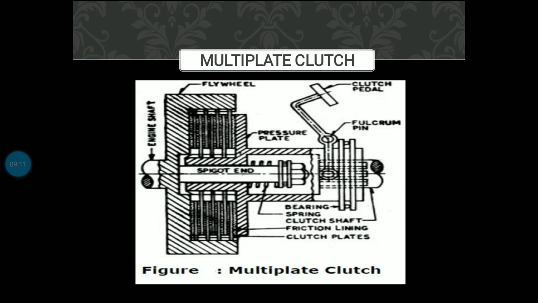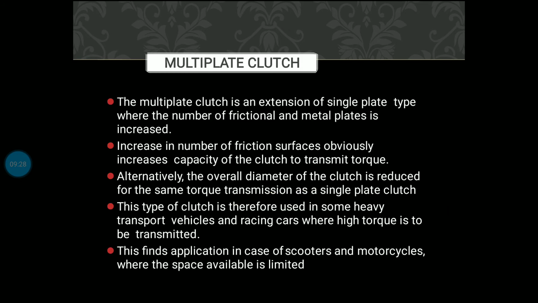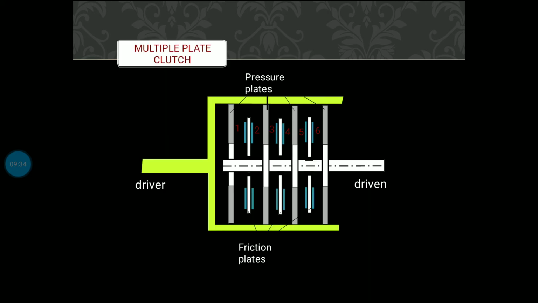diaphragm clutch. The second one is multi-plate clutch. This one is used in bikes, scooters, like that. Pressure plates are there, friction plates are there, driven and driver shaft. How does it work? If you see here, there is no connection between driver and driven when I have applied the clutch. When I release the clutch, the driver will go front, it will attach to the driven, and it will start to operate automatically.